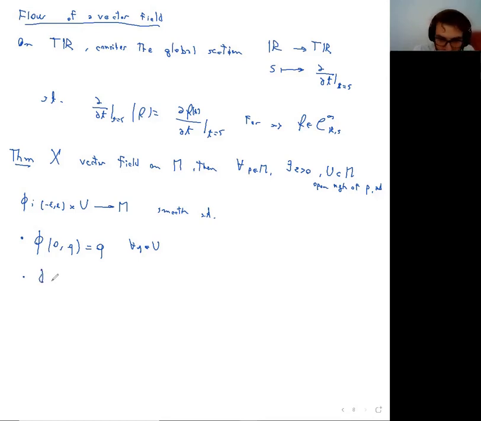If you take the derivative of this function with respect to the first component at the point S, so with this I mean the derivative with respect to the first component evaluated at S. You know this is a differential, so we can apply it to a vector field, and we apply it to this vector field here. Then this is the same as X evaluated at the point.